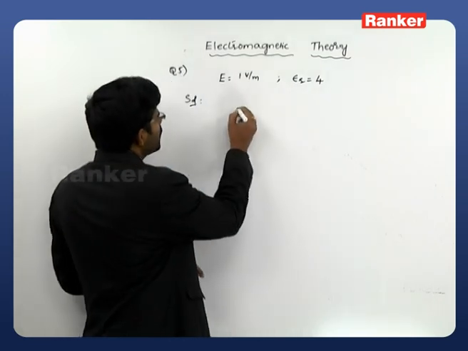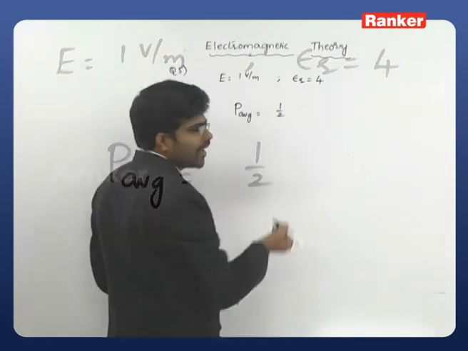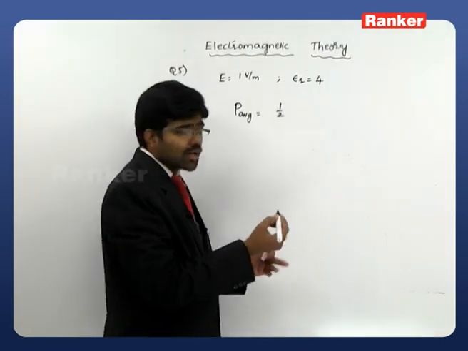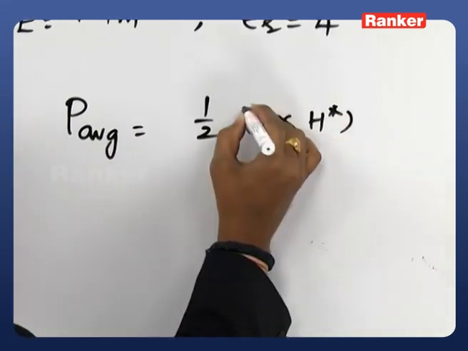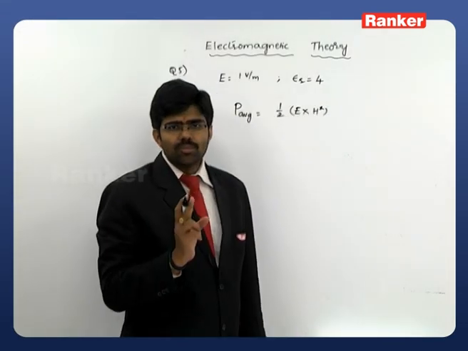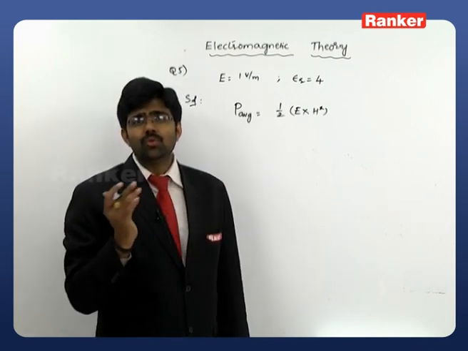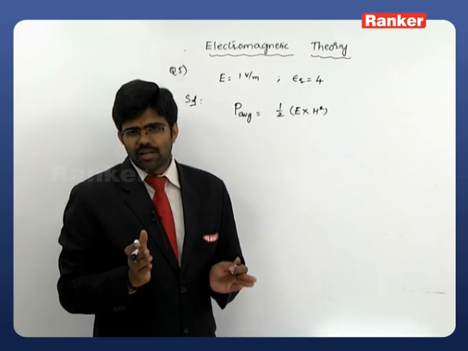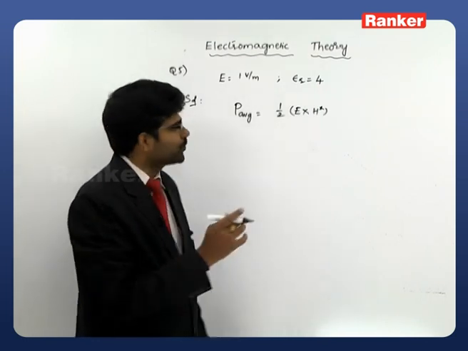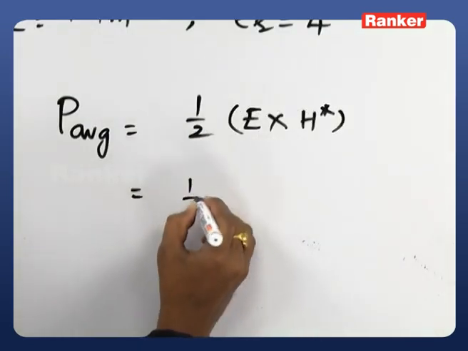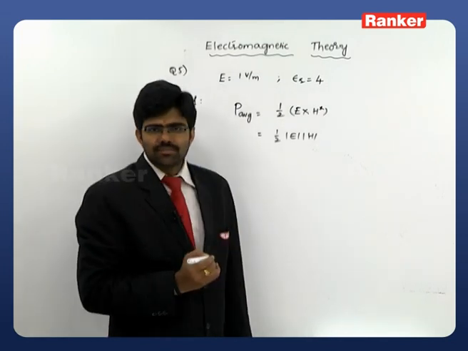So how can you calculate the time average power density? The time average power density P_avg can be directly taken as 1 by 2, in vector notation, E cross H star. Clearly remember, if you want the vector, E cross H star is the equation we are supposed to use. But here we require only the magnitude. That's why instead of the cross product, I will take the magnitude of those two. Simply it is equal to 1 by 2 magnitude of E, magnitude of H.